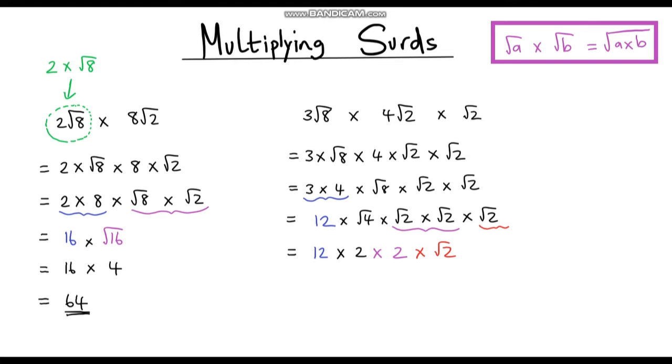So we're almost done. We're getting there. So if we deal with the numbers again, suddenly we've got lots of numbers. So 12 times 2 times 2, well, that's 48. So that is 48 times root 2. And we can't simplify this anymore. But remember, when we multiply a number with a surd, we can just group the two things together. So our final answer will be 48 root 2. And that is our answer.